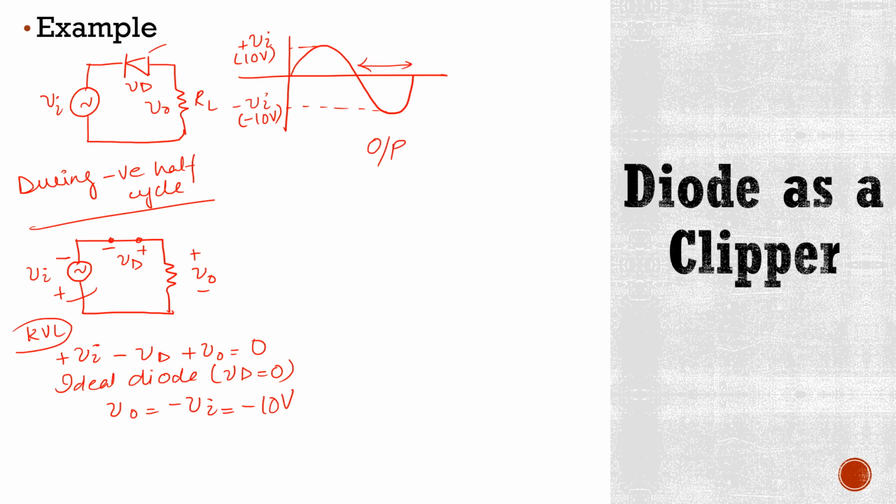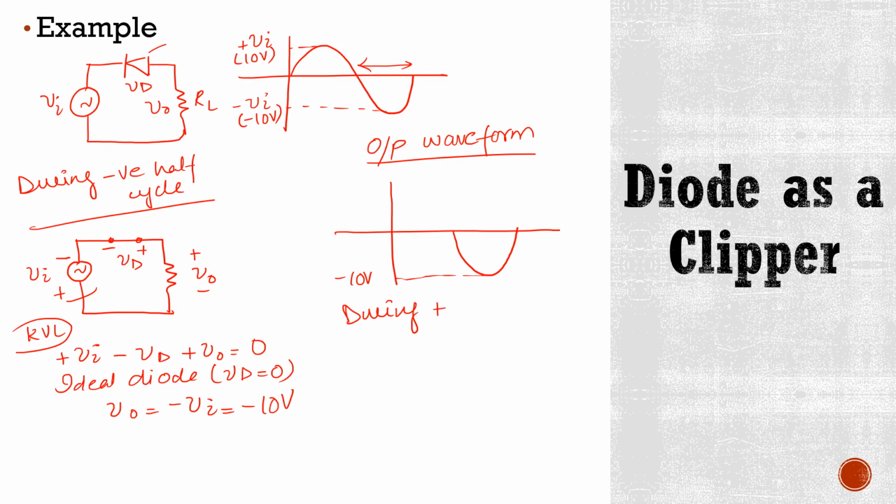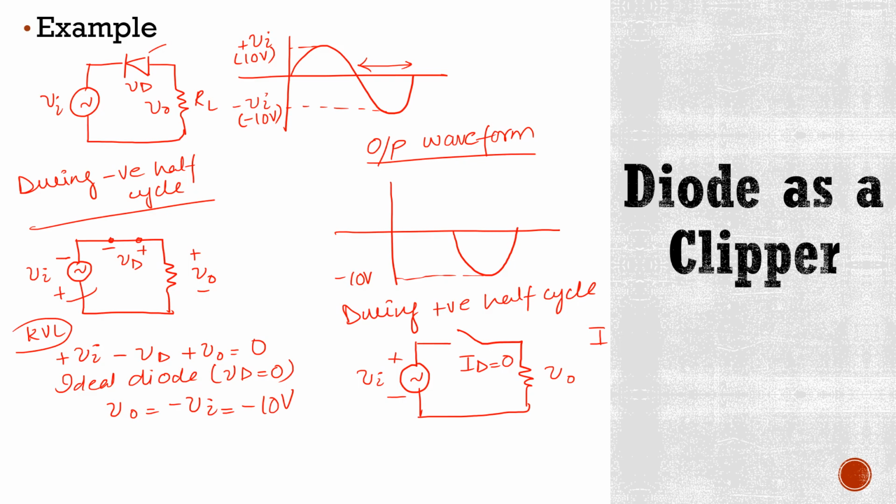So your output waveform will be like this, where you have an output voltage of minus 10 volts during negative half cycle. Now what would happen during positive half cycle? We know that during positive half cycle this diode will be off. So now this circuit will be open, and in this case this is positive, this is negative, this is V0, and again it means here ID is 0, and it means the current in this entire circuit is also 0 because it is a series configuration.